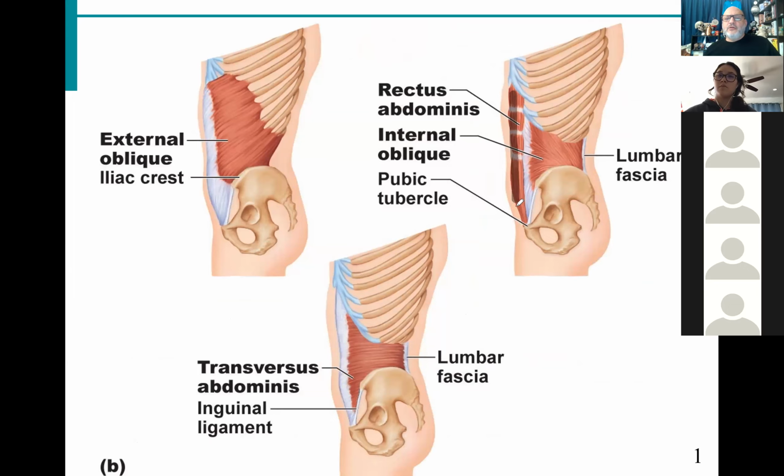Our vertical rectus abdominis with its tendinous insertions forming the four bellies on this side. Notice our external oblique comes up over the ribs and its fascicles go down and in. Our internal oblique does not go over the ribs and its fascicles go down and out. Our transversus abdominis is the deepest and its fascicles are horizontal.